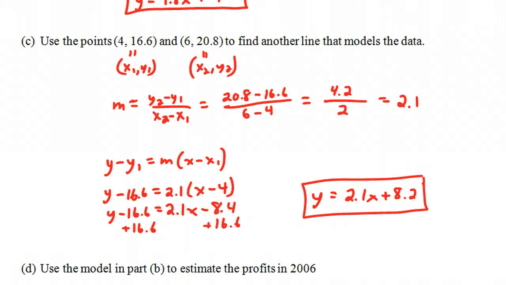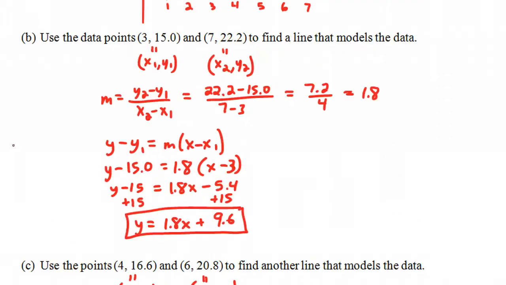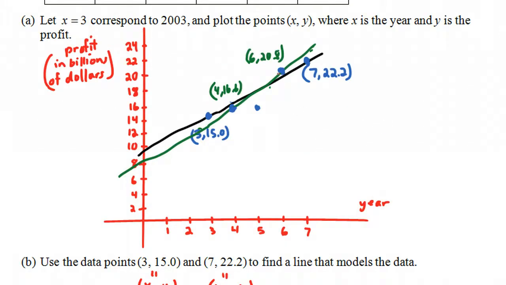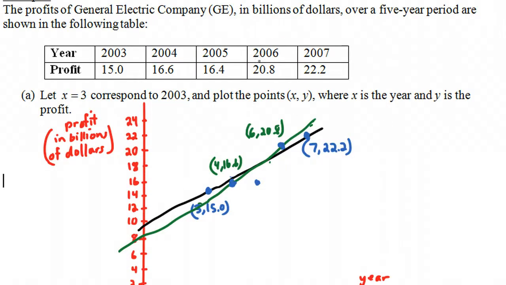The last one says use the model in part B to estimate the profits in 2006. In part B, we came up with this model, y equals 1.8x plus 9.6. The actual profits in 2006 were 20.8 billion. But if we were just going based on this black line we found in part B, what would the profits have been? Just based on this model of the data, assuming a straight line between the first point and the last point, what does the model say? Does it say 20.8 or something different?